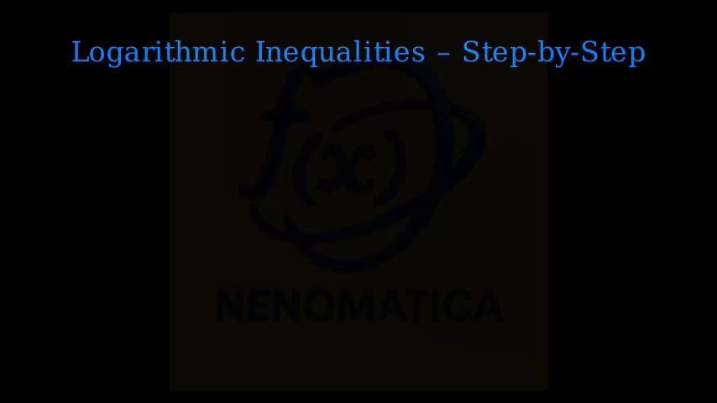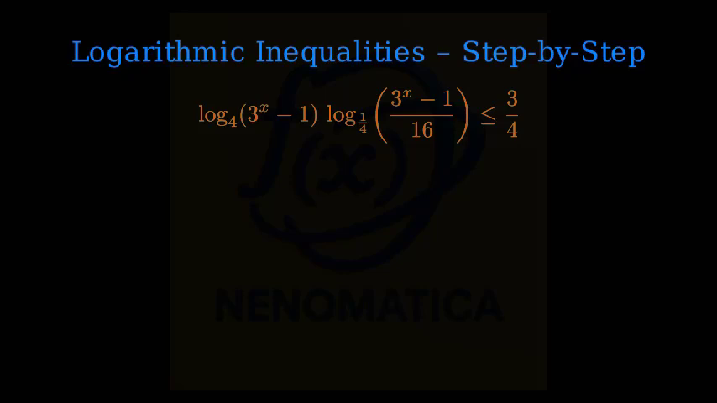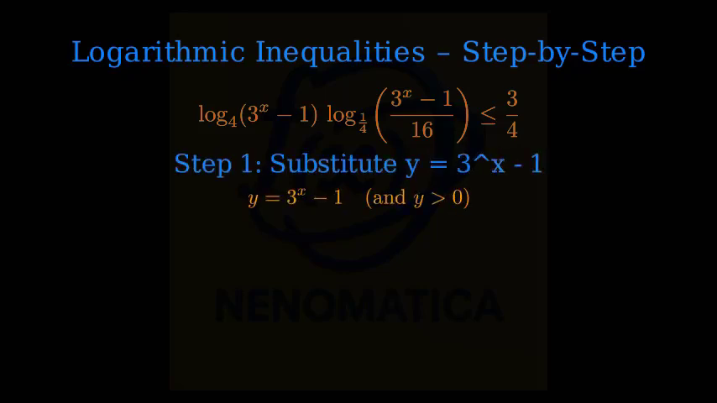In this lesson, we solve a logarithmic inequality step by step, exactly following the provided algorithm. Our problem is log base 4 of open parenthesis 3 to the x minus 1 close parenthesis times log base 1/4 of the fraction 3 to the x minus 1 over 16 is less than or equal to 3/4. Step 1. Let y equal 3 to the x minus 1.